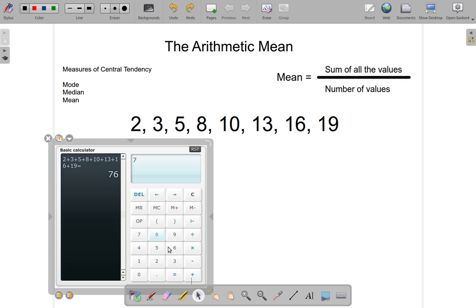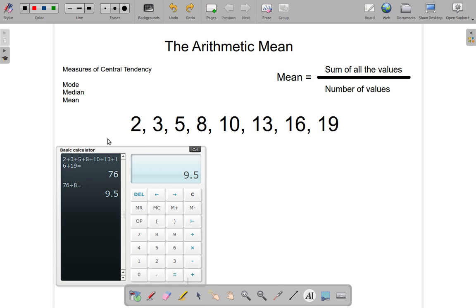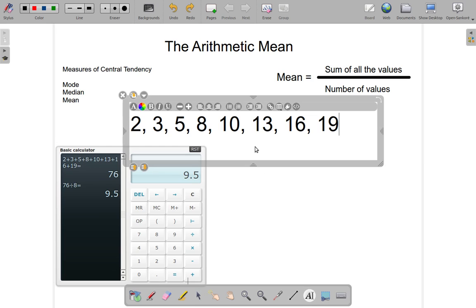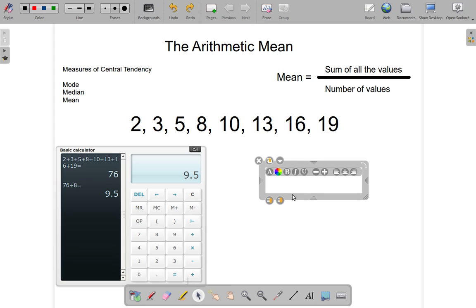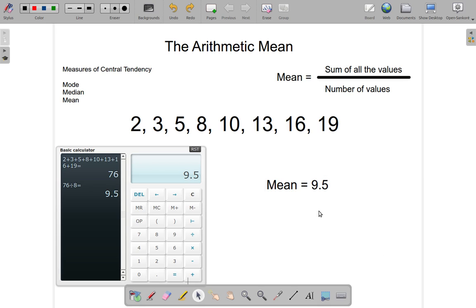So 76 divided by 8 equals 9.5. So the mean is 9.5. Alright? So the mean of these values equals 9.5. Now you notice that you get a mean of 9.5, even though 9.5 is not there.